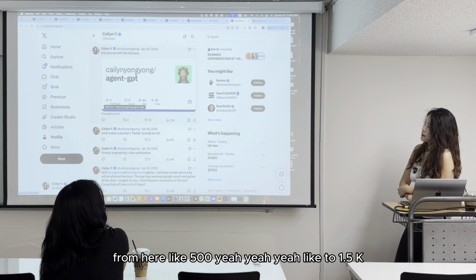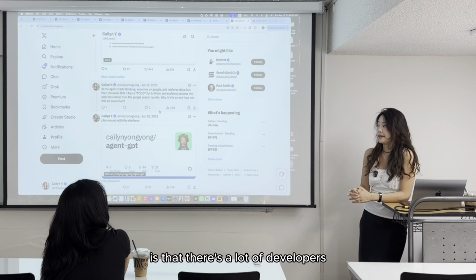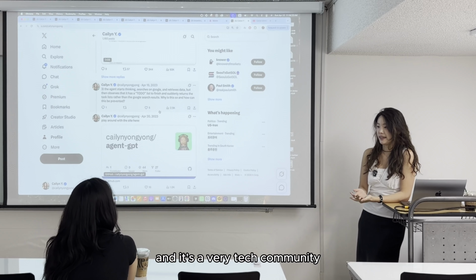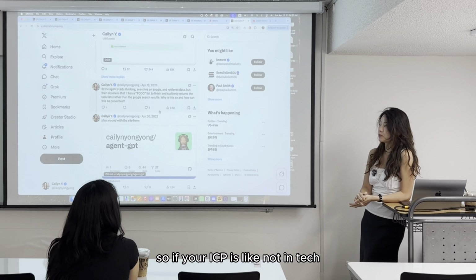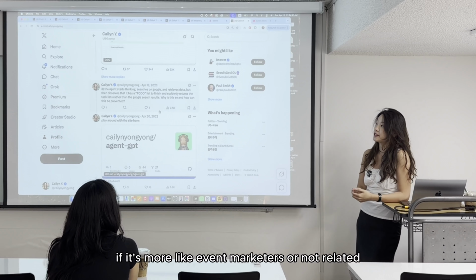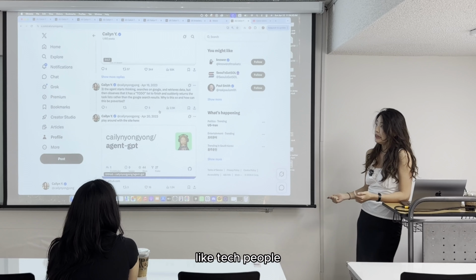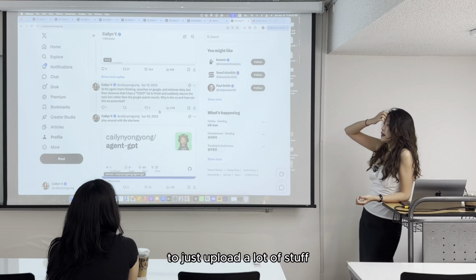One thing that you first need to understand about the Twitter audience is that there's a lot of developers and it's a very tech community. So if your ICP is not in tech, Twitter might not be your best audience. If it's more like event marketers or not tech people, LinkedIn will probably be your best strategy to just upload a lot of stuff.